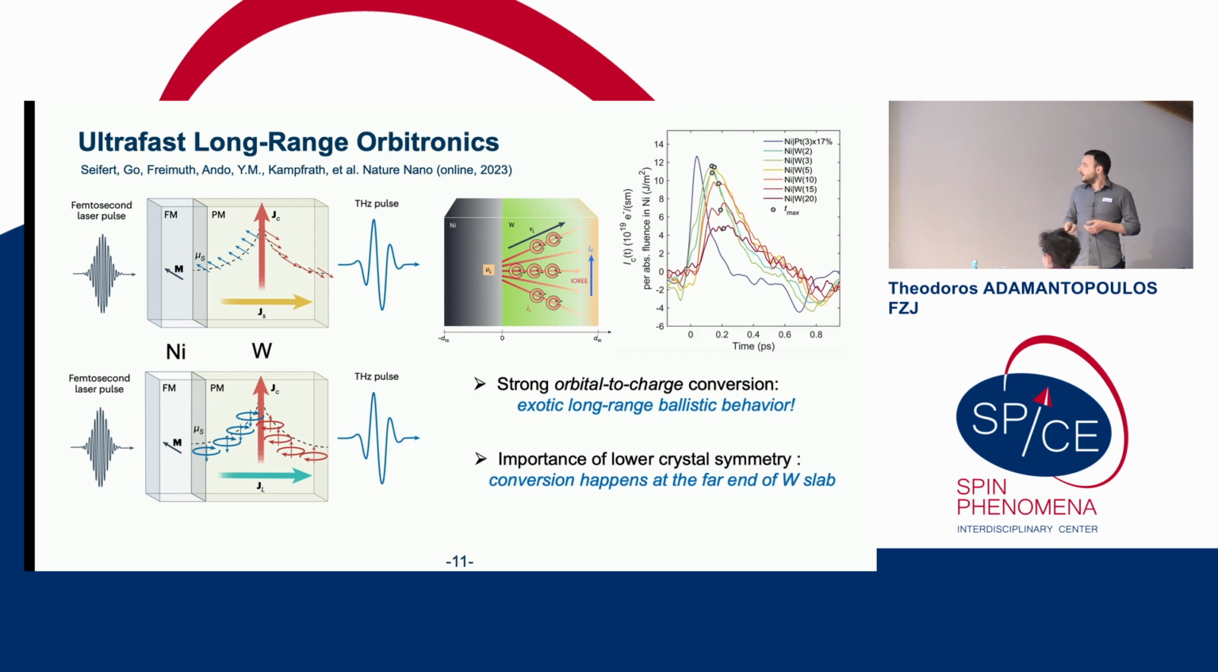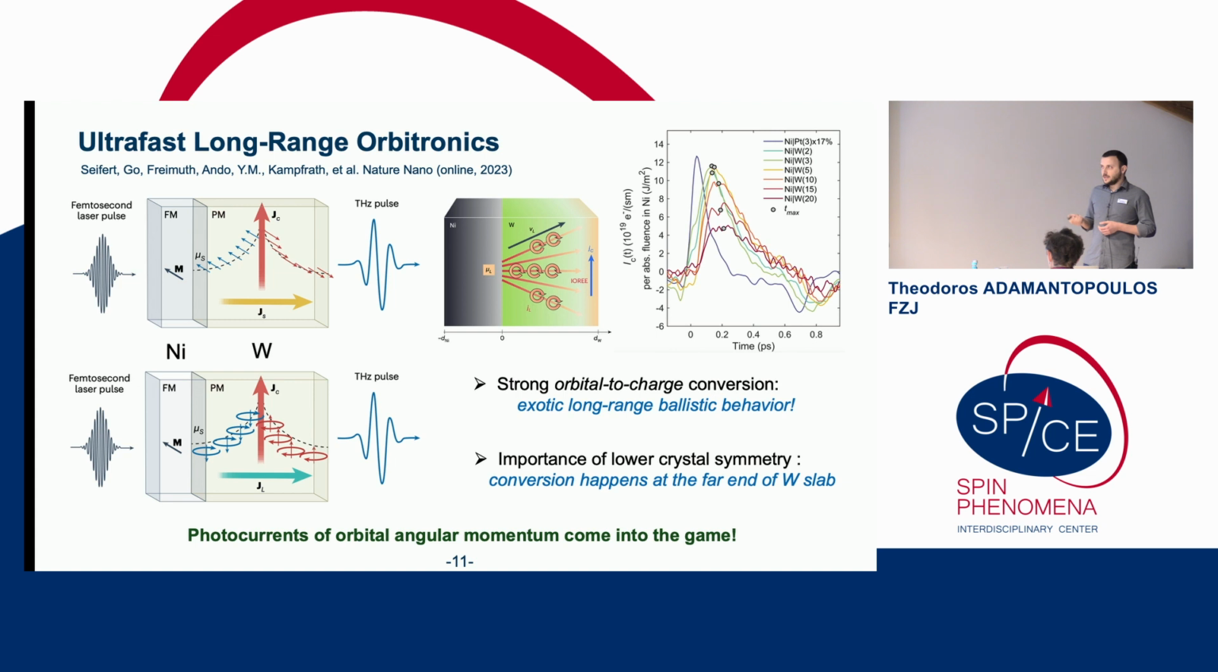And by studying the dependence on the tungsten layers, they highlighted the importance of lowering the crystal symmetry, because this conversion takes place at the far end of the tungsten slab. With this study, we start to understand that it's very important to also study the photocurrents of orbital angular momentum.